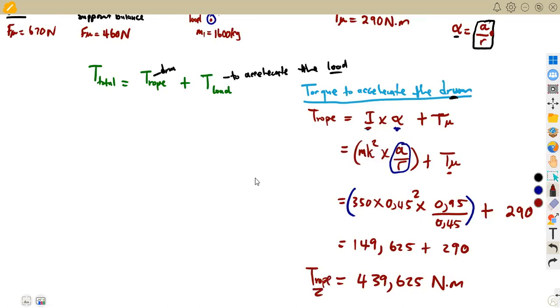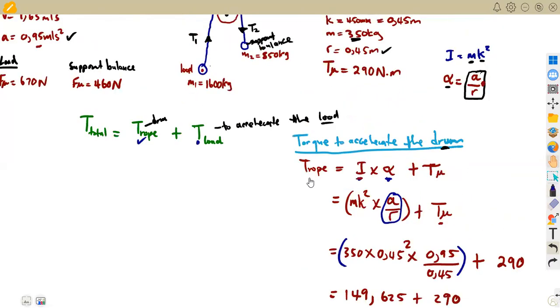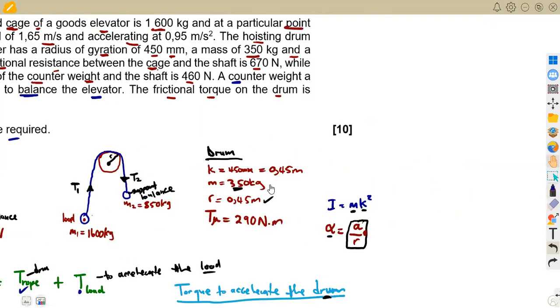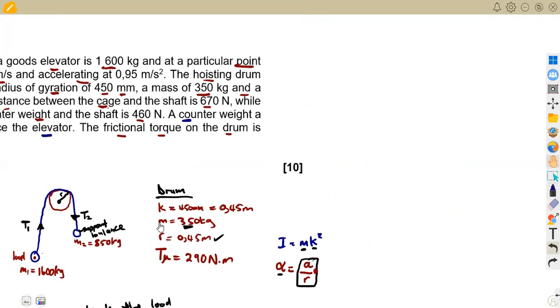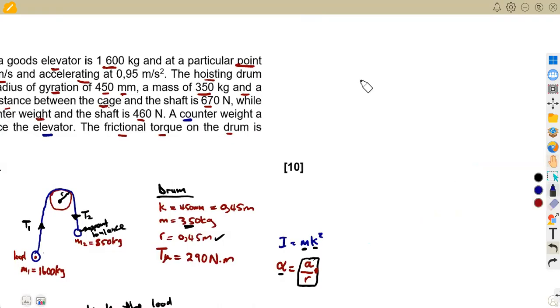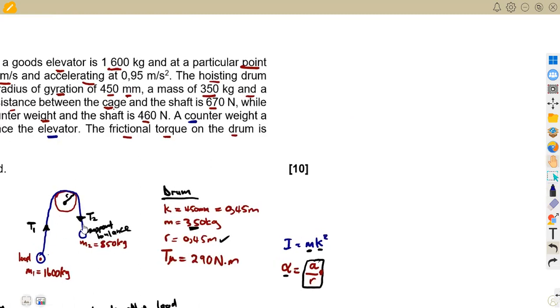All right. Now we have to ask ourselves, what about the one that is affecting the load? We are left with the one that is affecting the load in this case. Let me bring it on top so that we can calculate this one aside. The torque that is going to affect the load is going to be from the tensions, because as the load is going up, it is being supported. There's a balance, which is the support balance. So it is going to be T1 minus T2 times the radius.